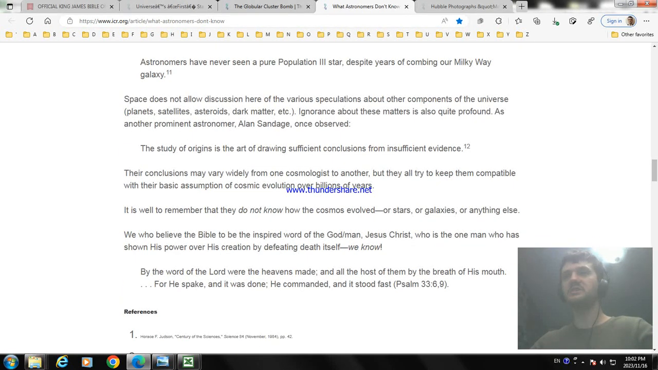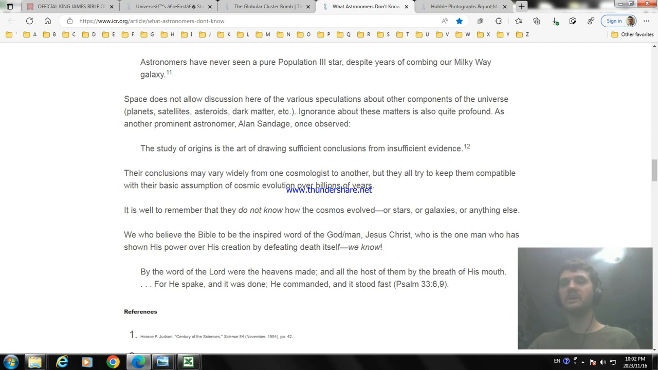And so the origins is a difficult conclusion, lacking evidence. These conclusions are widely mentioned, but they are all made to keep them compatible with the expectation of such a cosmic evolution over billions of years. It is well to remember that they do not know how the cosmos evolved, or stars, or galaxies, or anything else.